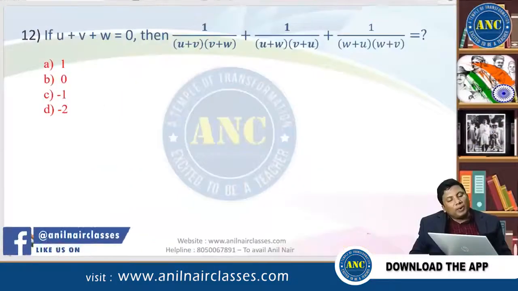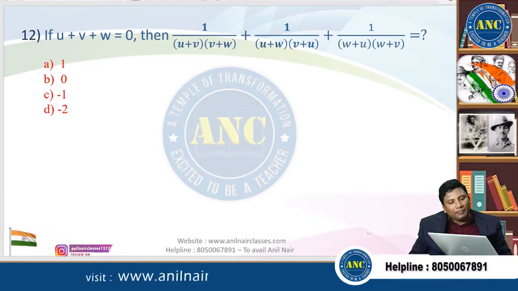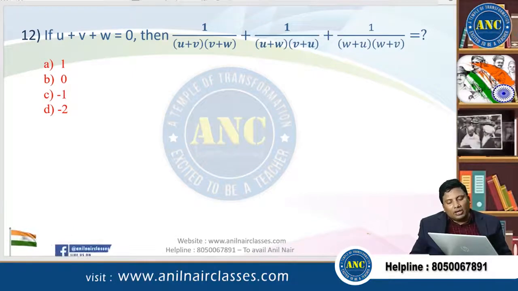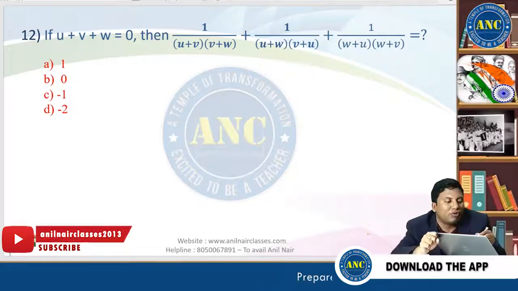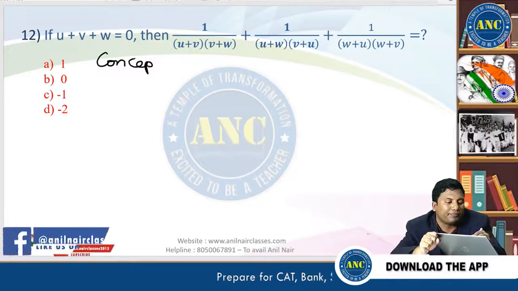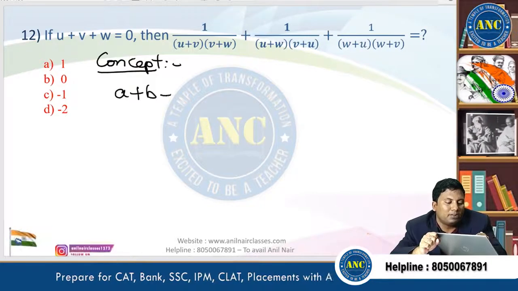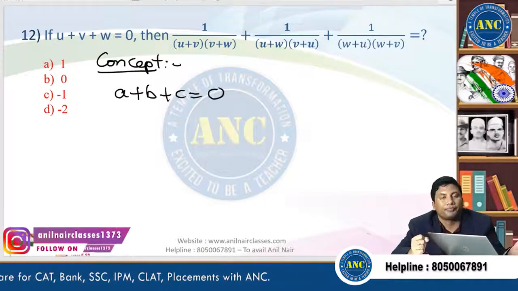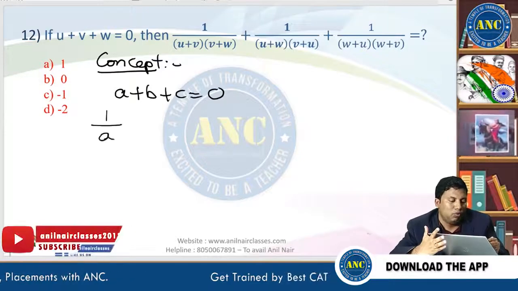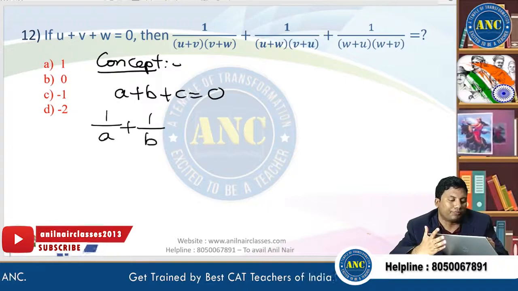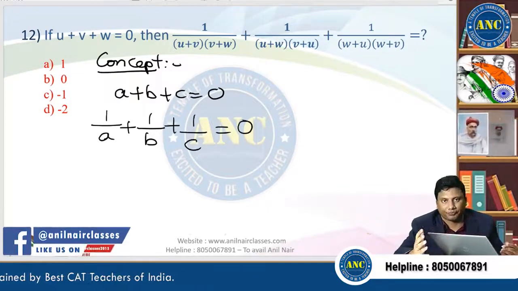u plus v plus w is 0. 1 by u plus v, 1 by v plus w, 1 by u plus w. These are another variety of question. This variety of questions uses a concept. Can I say a plus b plus c is 0? If it is 0, what will happen to 1 by a plus 1 by b plus 1 by c?